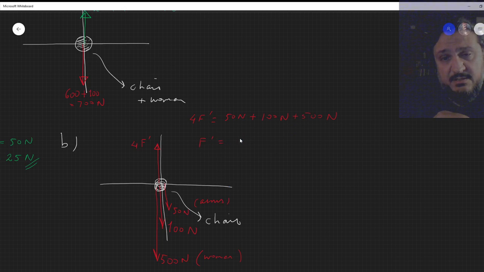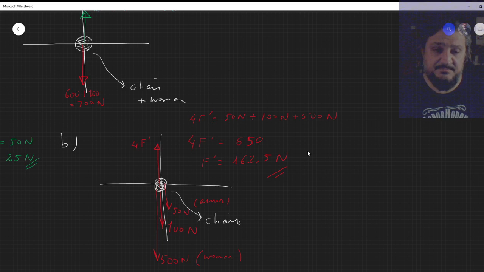That's actually 650. That's 4F. So F prime means 650 divided by 4, 162.5 newtons. Okay, so each leg will experience this many newtons. This was 47.